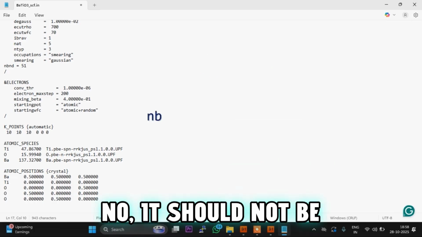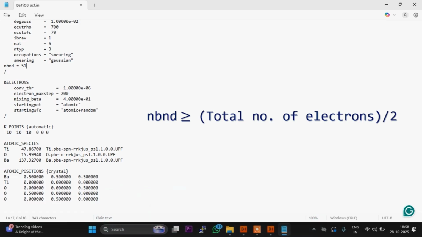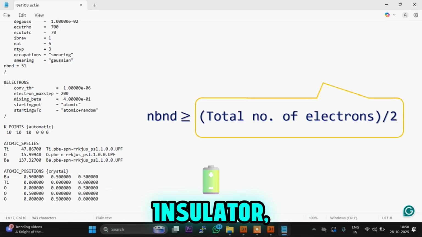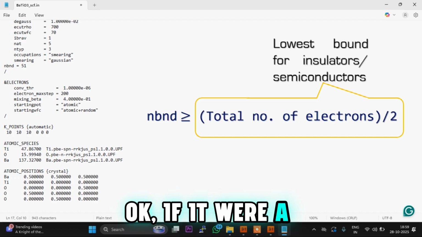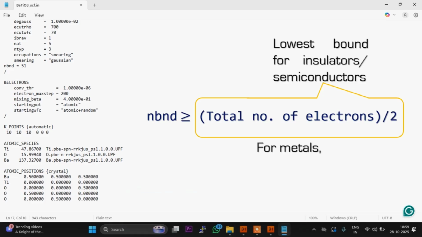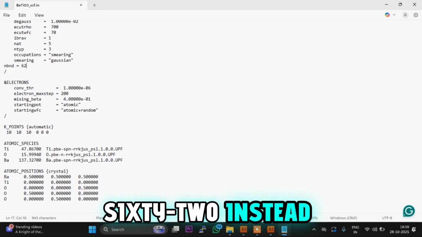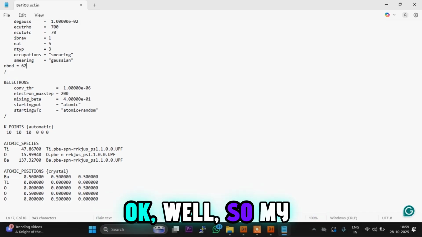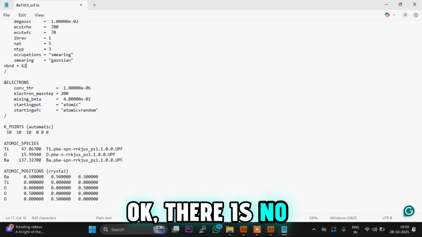Nothing else? No. It should not be less than 51. You can definitely increase it. There is no problem. But since it's an insulator, 51 is the lowest bound. Okay? If it were a metal, then you would have to take 20% above that. So if it were a metal, maybe we would have taken 61 or 62 instead of 51. Well, my suggestion is always take 20% extra. There is no harm in that.